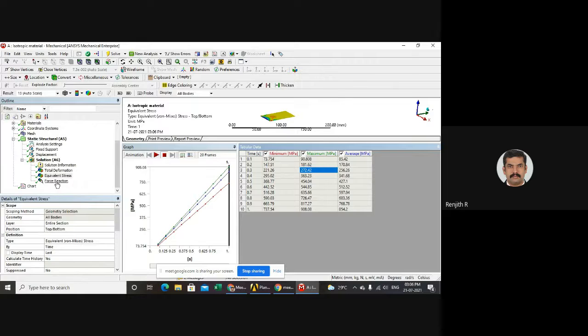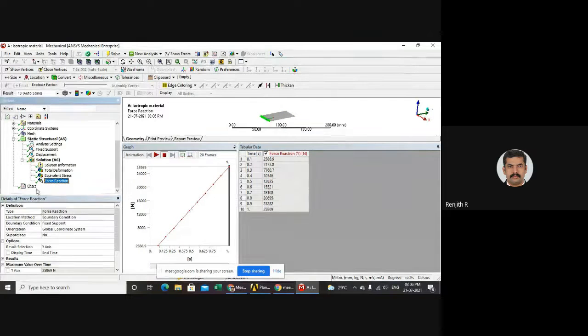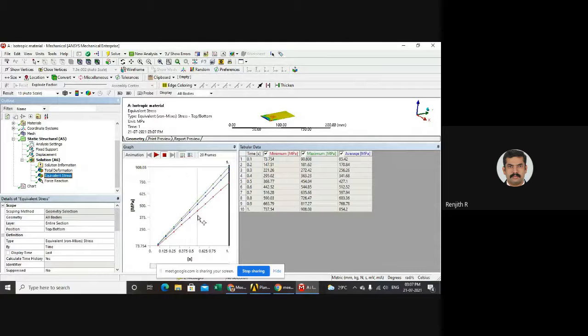So if you go into the force reaction, you can see at the second step 5 kilonewton force is applied. So after 5 kilonewton it has failed. That's the concept which we can obtain from these equivalent stress contours and graphs. This is the way in industry we find out the failure loads and failure stress, all those concepts. But there is another way.